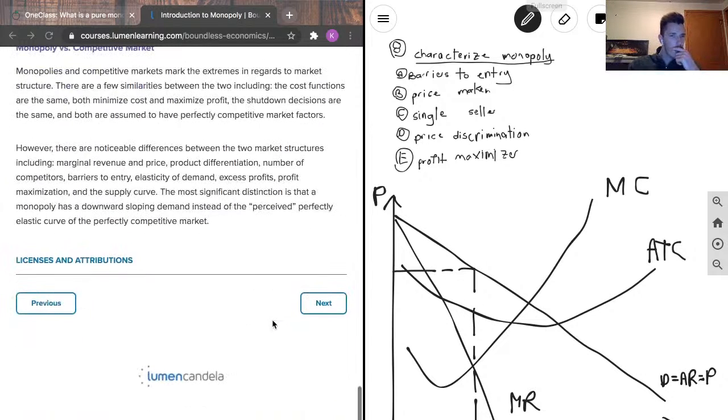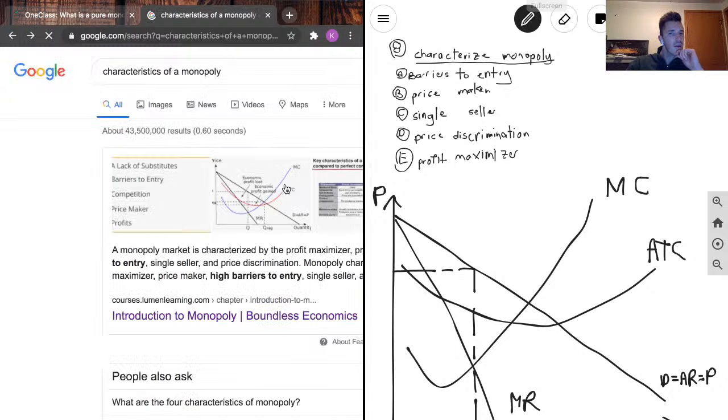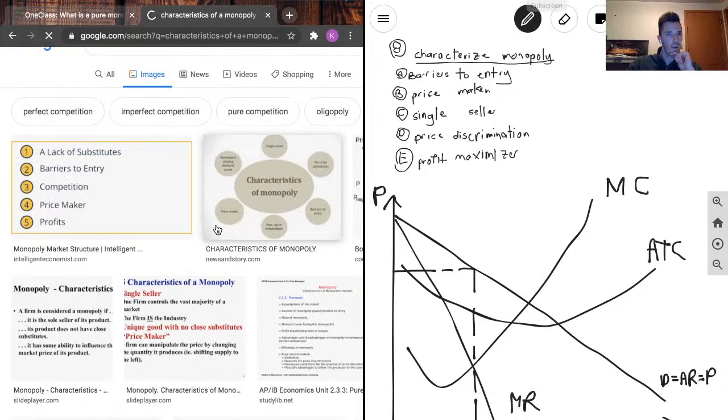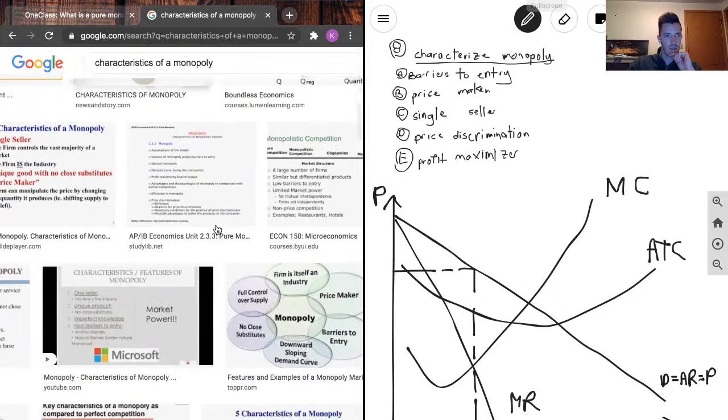I'm going to need to look up, and I think it might be where it reaches the average total cost that the profits are, but I could be wrong. I don't want to lead you guys astray.